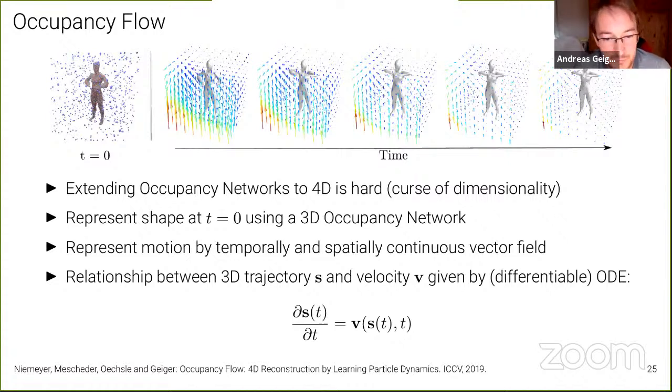Now, the relationship between a 3D trajectory or a 3D location s and the velocity v is given by a simple ordinary differential equation, as shown here on the bottom. In other words, the derivative of the location with respect to the time component is simply the velocity.